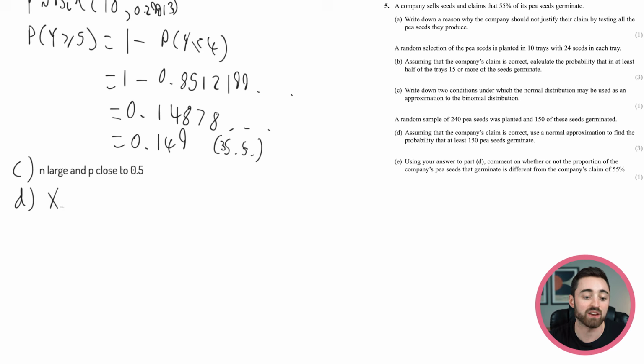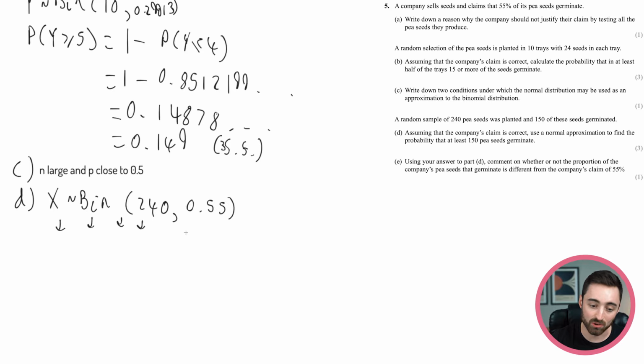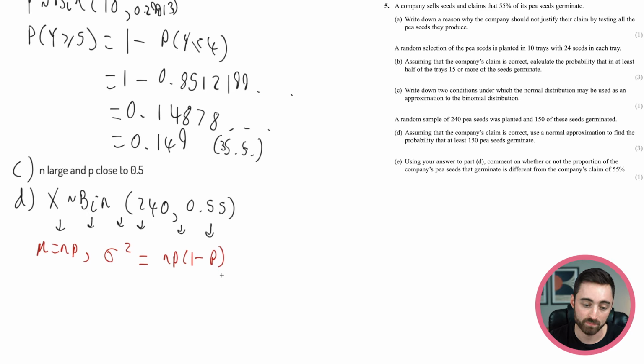Okay, so in terms of the binomial that I have here, I've got a binomial distribution because they can either germinate or not. I've got 240 trials, and then the probability of germination is 0.55. But now I'm using this to get a normal, aren't I? And then the normal approximation is basically mu equals np, sigma squared equals np times (1 minus p). And I know I can use this because 240 is large and p is close to 0.5. Okay, so mu is equal to np, which is going to be 240 times 0.55. Let's work this out.